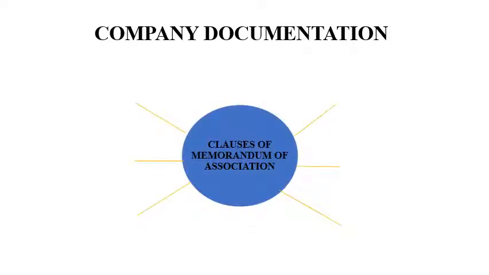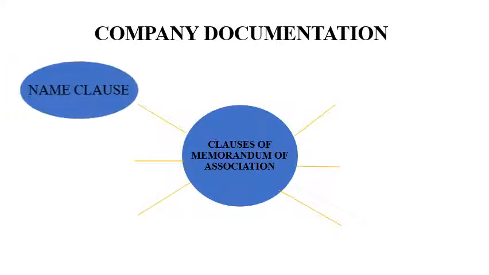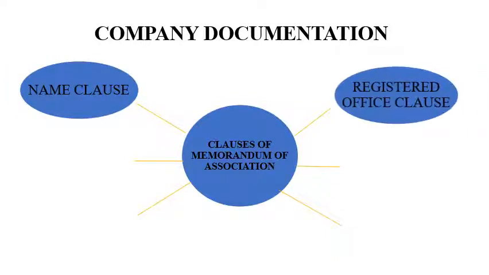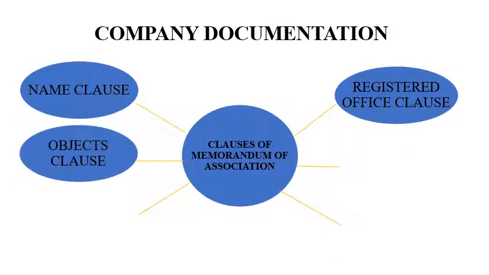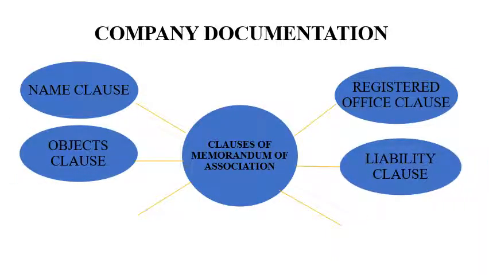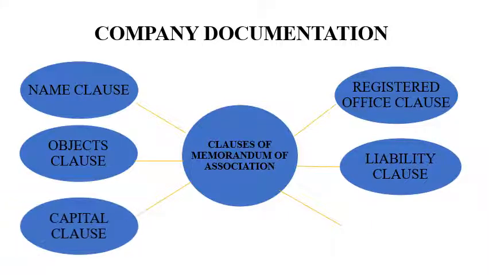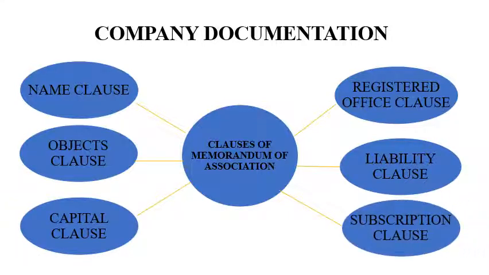So let us discuss the different clauses of the Memorandum of Association. The Memorandum of Association of a company consists of 6 clauses. That is, first, name clause, second, registered office clause, third, objective clause, fourth, liability clause, then capital clause, and the last one is the subscription clause. So let us discuss one by one.